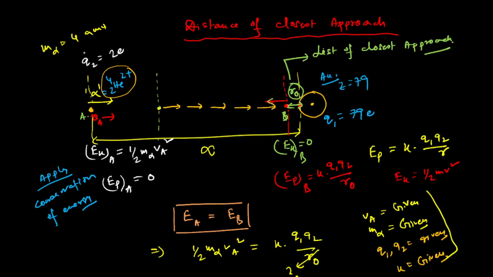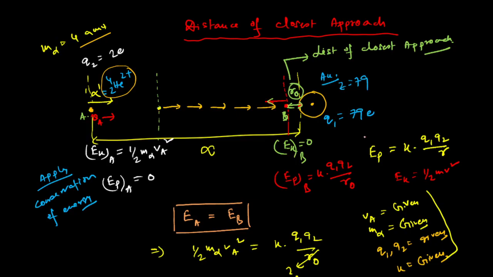Okay, so at point A, the kinetic energy is half m alpha Va square. M alpha is the mass of the alpha particle, and Va is the velocity of the alpha particle at point A. You know the formula of kinetic energy, half mv square. The mass of the alpha particle is 4 amu. I hope you know what amu is and how to convert it into gram. Yes, sir. So this is the kinetic energy at point A.